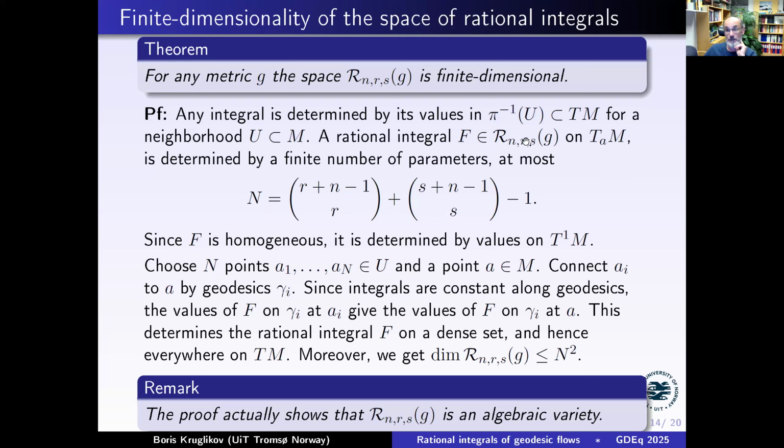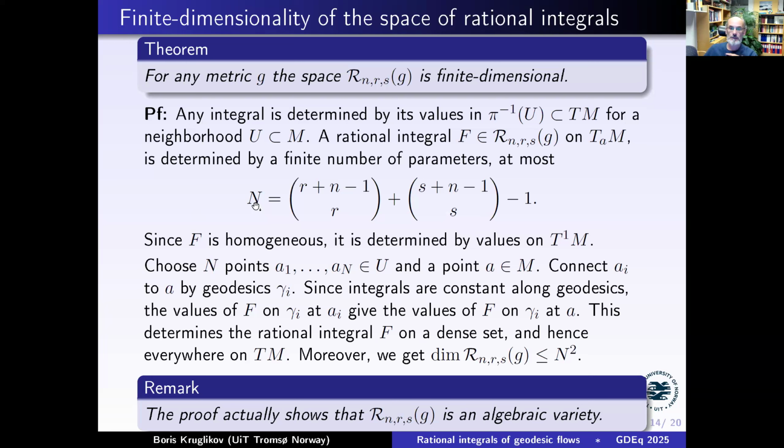Okay, and then we freeze the coefficients x, and we just get a rational function. And a rational function is determined by a finite number of parameters. That's precisely the coefficients of the numerator plus the coefficients of the denominator, those two numbers, minus 1 because we divide. That's the number of parameters.